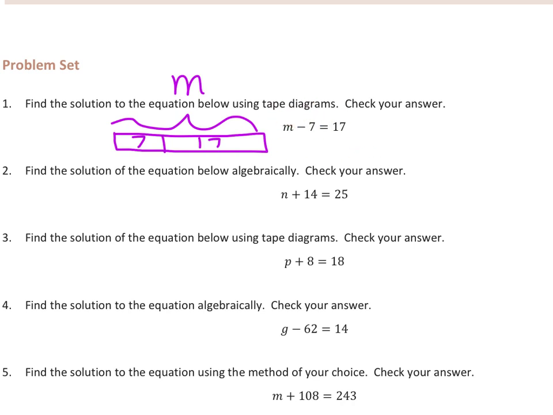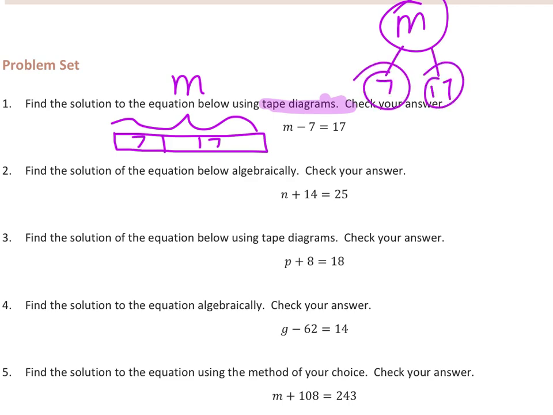So number 1: m minus 7 equals 17. This one asks us to use a tape diagram, so I'm going to go ahead and use a tape diagram. m minus 7 equals 17 is my first problem, which means m is my whole. Remember, in my mind, even when I go to make a tape diagram, that's not what I see first. I see m on top, and then I see 7 and 17 as my parts.